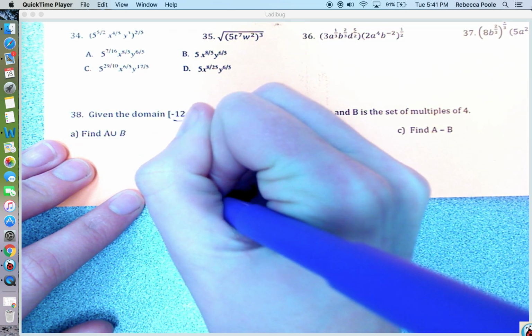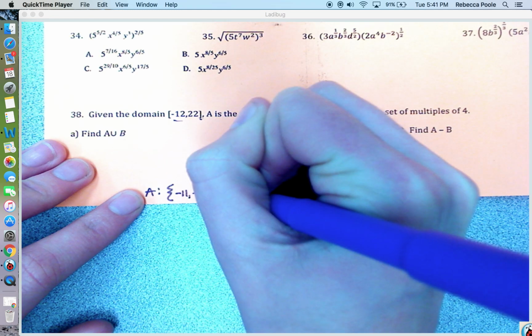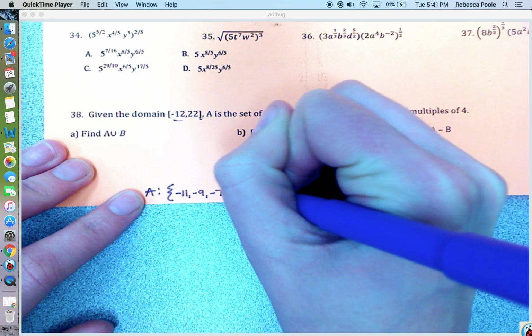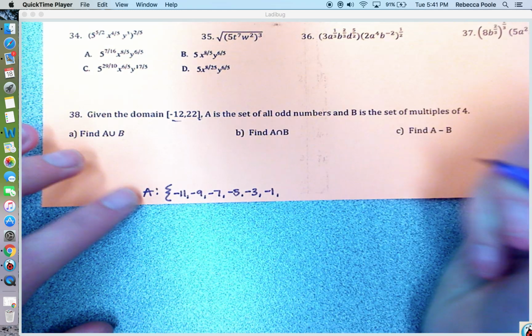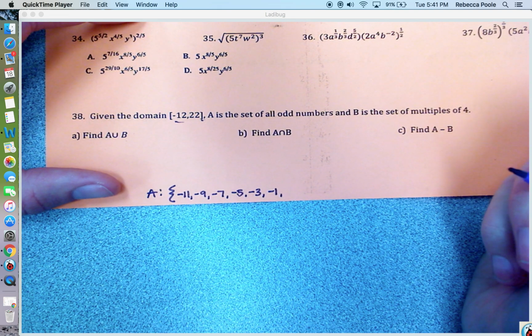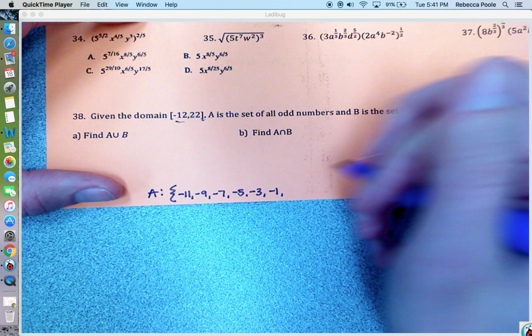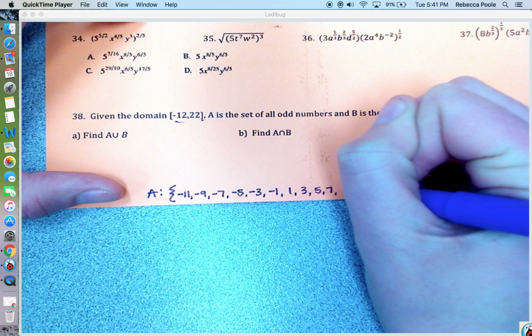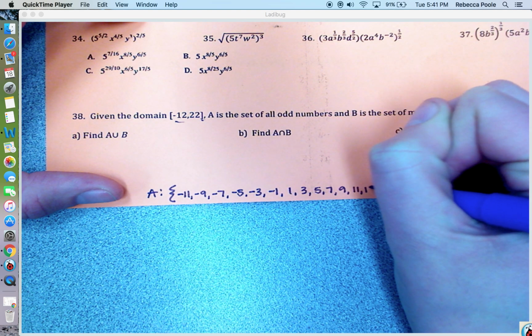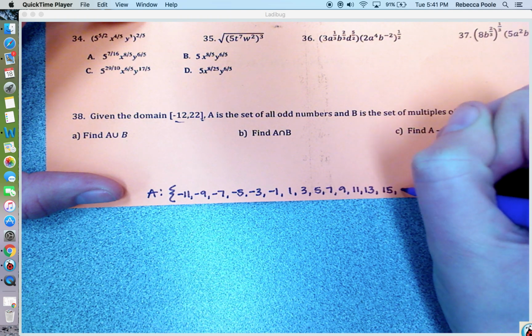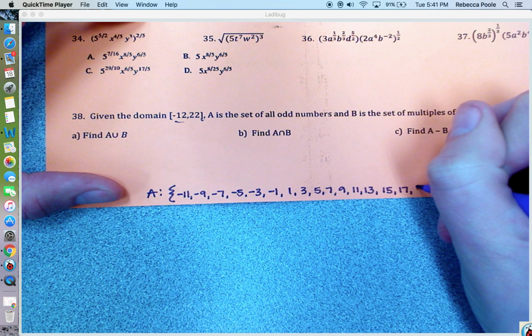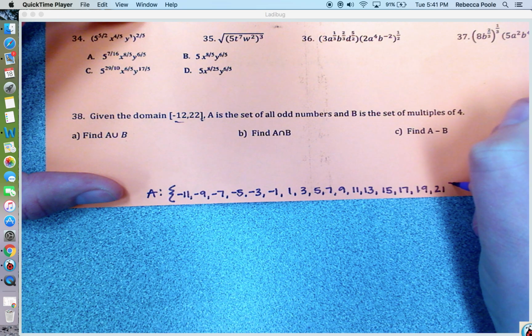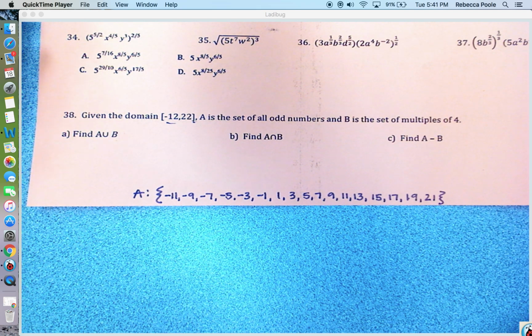So that's -11, -9, -7, -5, -3, -1. Remember, 0 is not odd, it's even because it can be divided by 2. You still get 0. So 1, 3, 5, 7, 9, 11, and so on up to 21. So there's set A, my set of all odd numbers.